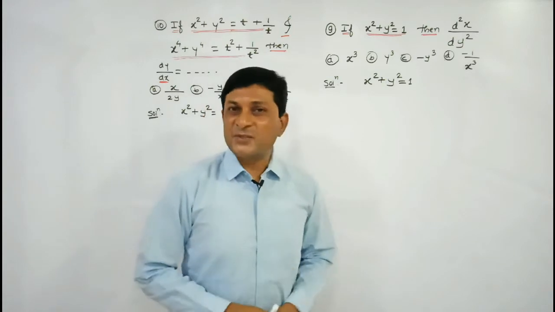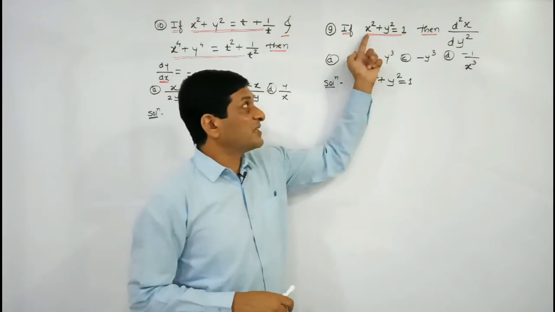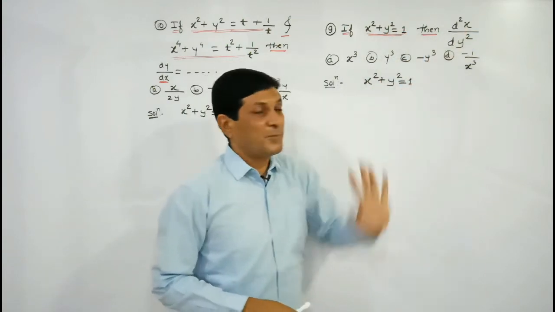Now see the next example, that is 9th. In this case, what is the given function? x square plus y square is equal to, and using this we have to find out d2x upon dy square.